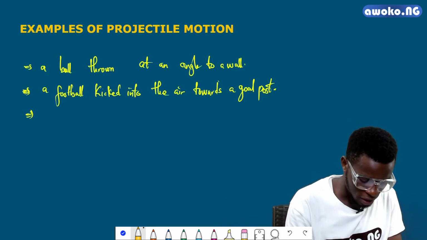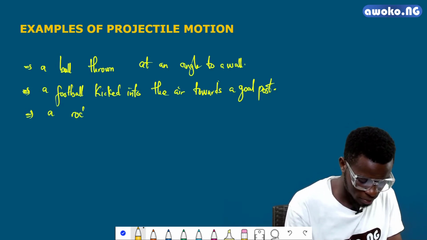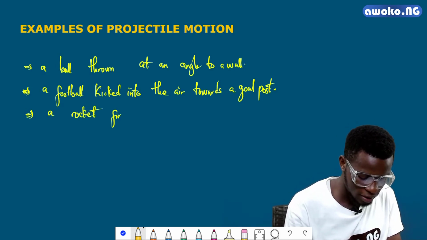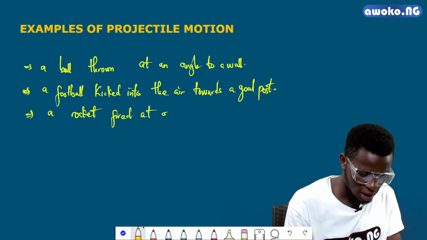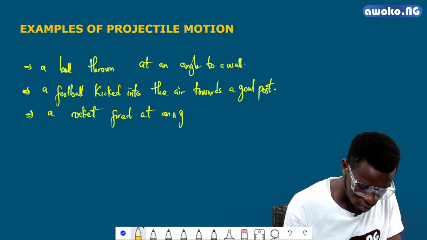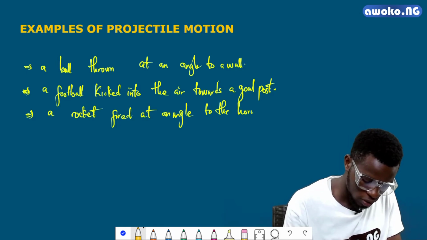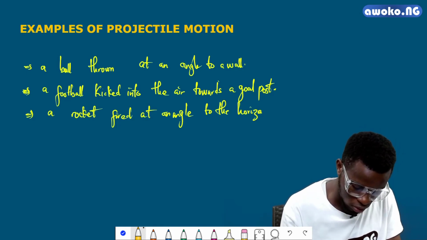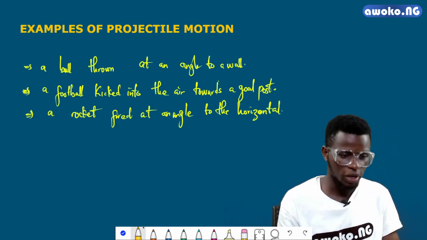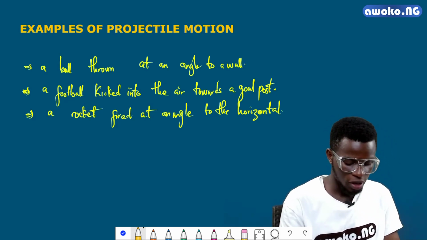Okay, so another one is a rocket fired at an angle to the horizontal plane, or to the horizontal. This is another example of a projectile motion.